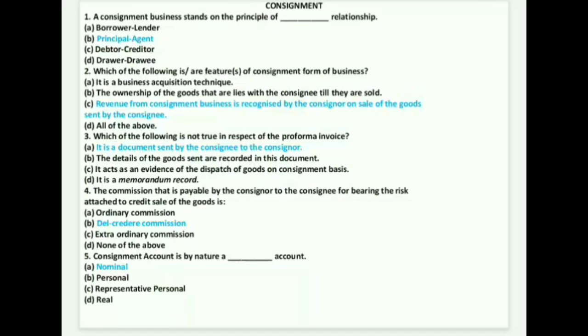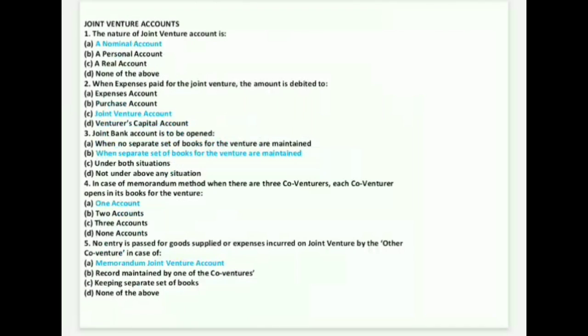The commission that is payable by the consignor to the consignee for bearing the risk attached to credit sale of goods: options are ordinary commission, del credere commission, extraordinary commission, and none of those. So well, option B is the correct option. Okay, now let's talk about the fifth one. Consignment account is by nature what account? Nominal, personal, representative, or real? So guys, consignment is a nominal account.